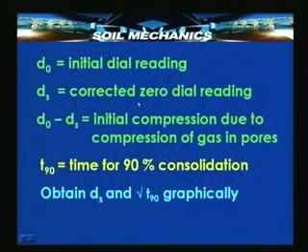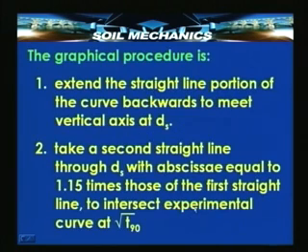So, if you have the initial dial gauge reading D0, first you have to work out the corrected zero dial reading after accounting for gas expansion and so on, because that is the point where the straight line part of the curve will cut the y axis. So, D0 minus ds is the initial compression of the pores due to compression of gas. Now, once we obtain ds and root of t90 graphically as shown earlier, we can easily determine CV.